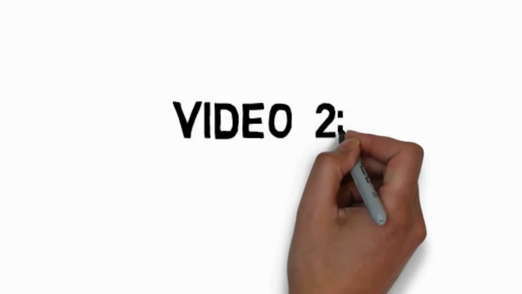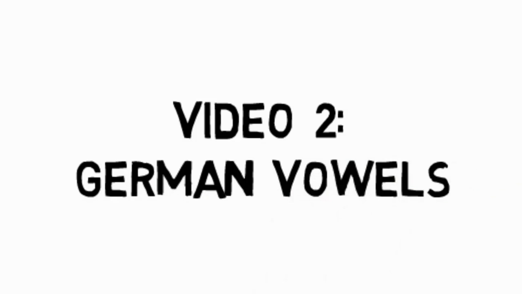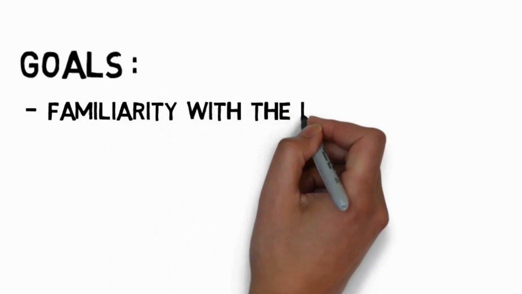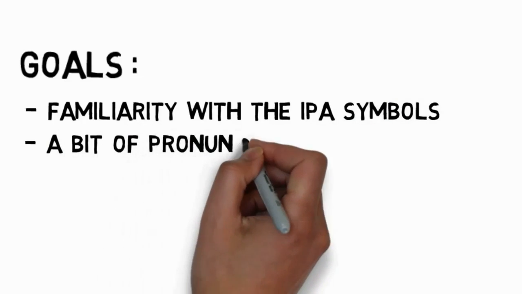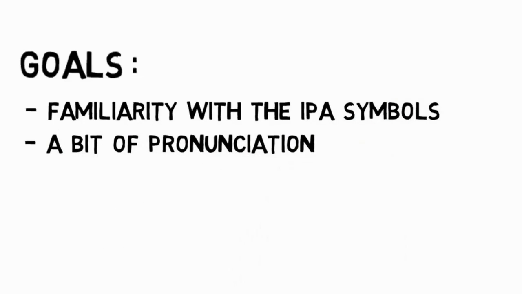In this second video, we're going to talk about the German vowel system. My primary goal here is to get you familiar with the IPA symbols for these vowels and to give you a rough sense of how they fit in your mouth. Keep in mind throughout this process that the better you learn to hear these sounds, the better you'll be able to keep track of which one is which, and the better you'll produce them.